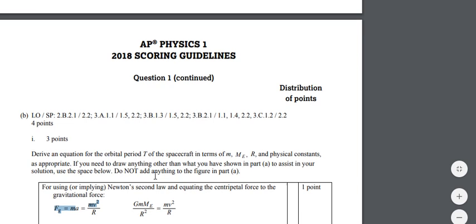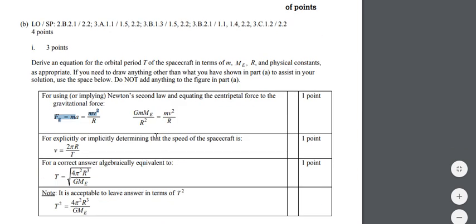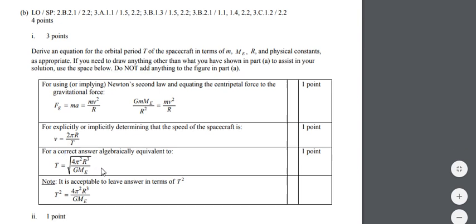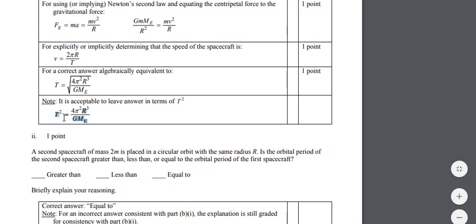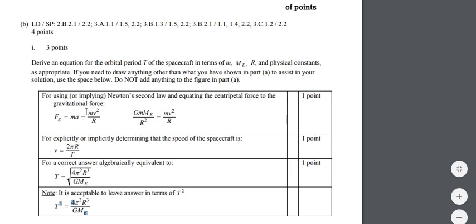It says you can imply, that means you can just set everything equal. I would think this would be enough. But it's always safe to write Newton's second law somehow. So that's a point for explicitly or implicitly. So that means you could have just plugged it right on in for the 2 pi r for a correct answer, which we had. And oh, look, my laziness of not wanting to square it would have been just fine. So there you have it.